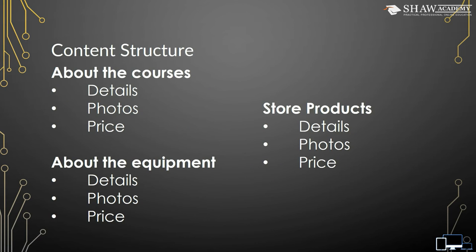And here's our content structure. So we have the courses, with details, photos, and price; the equipment, with details, photos and price; and store products, with details, photos and price. So these are the individual attributes for each one of those things as well.